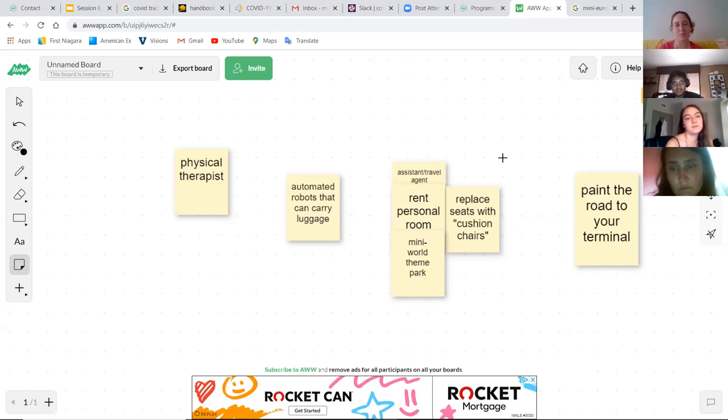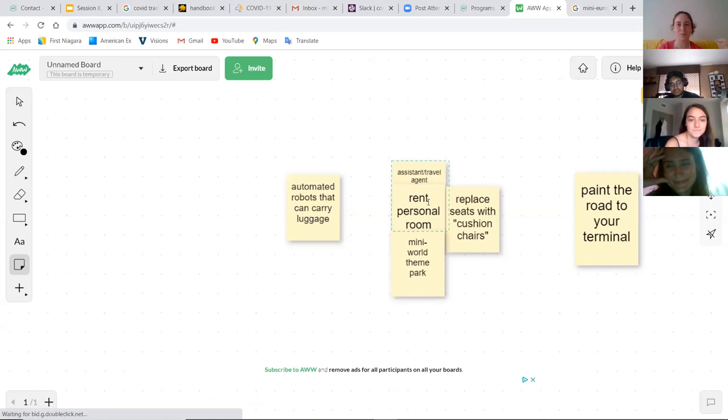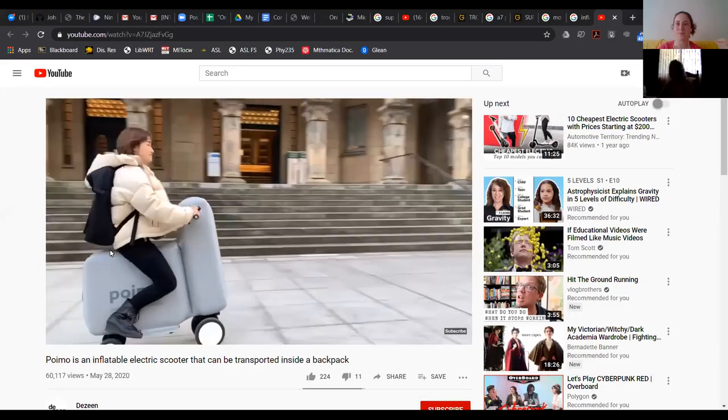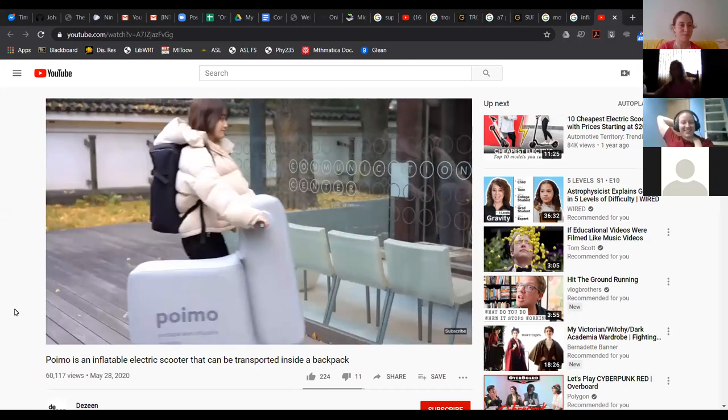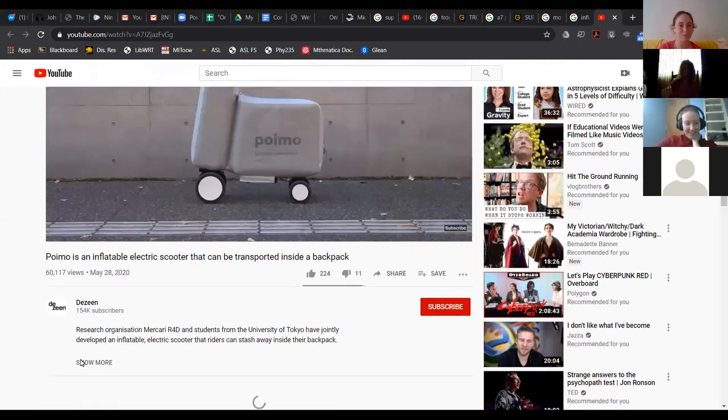Maybe we could replace seats with cushion chairs, even though I really like that. But maybe if you work with a physical therapist, they'll give you a cushion knee chair. Oh, or physical therapist, that works too. And then I feel like if we're talking about social stuff, he could make some friends having that. That's really cool.